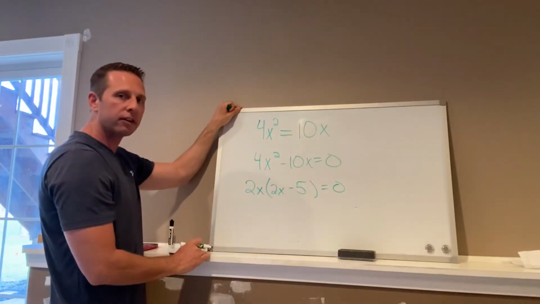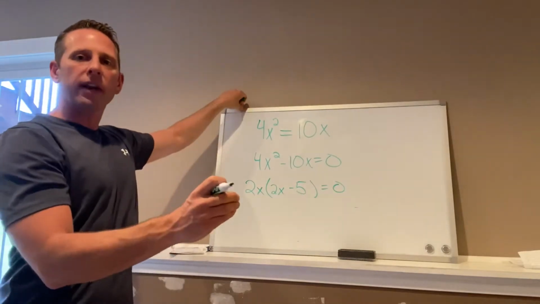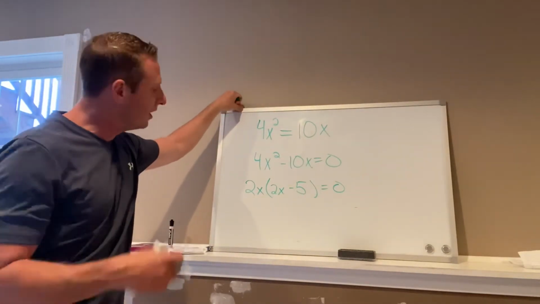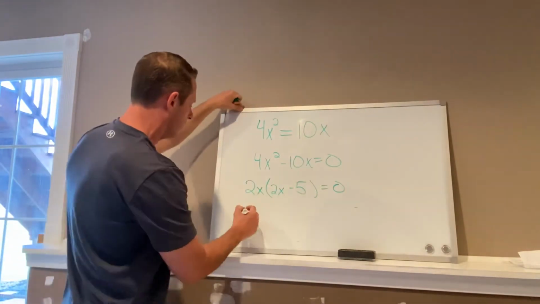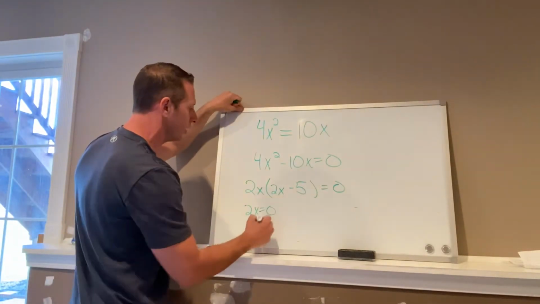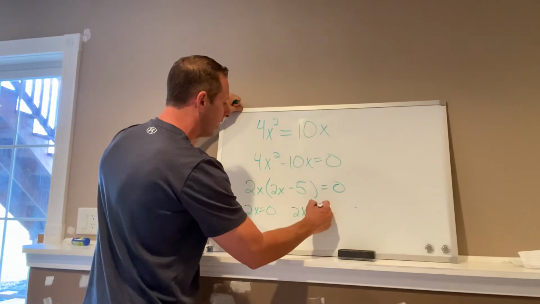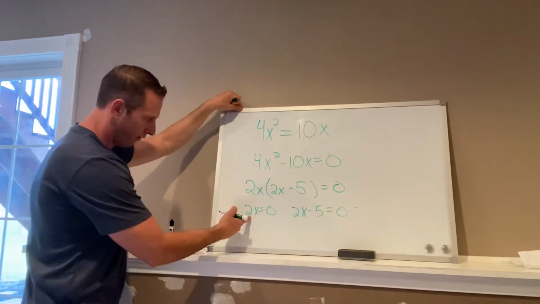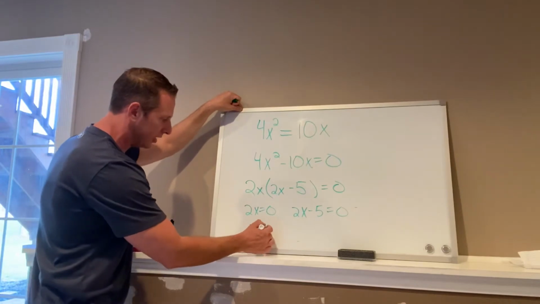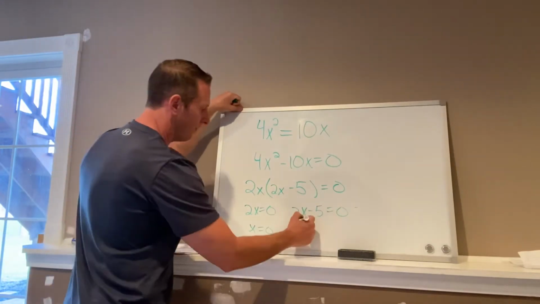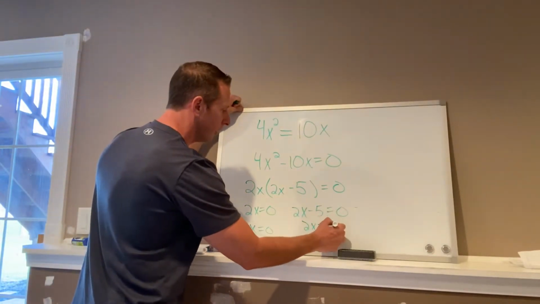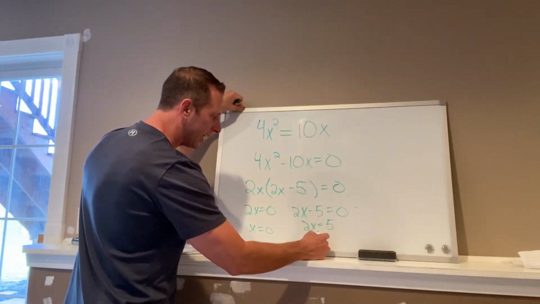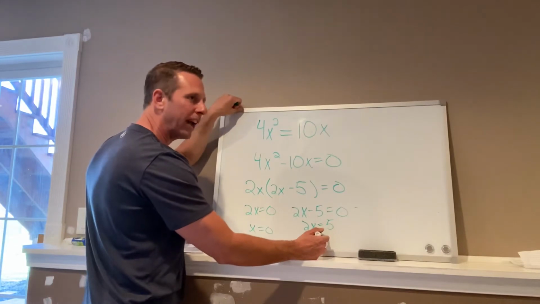Now we've got two factors. Once you factor it, same thing as second example. Same thing as the first example. What's going to make this equal to 0? 2x equals 0. 2x minus 5 equals 0. Divide both sides by 2, x equals 0. Add 5 to both sides. Divide both sides by 2, x equals 5 divided by 2.